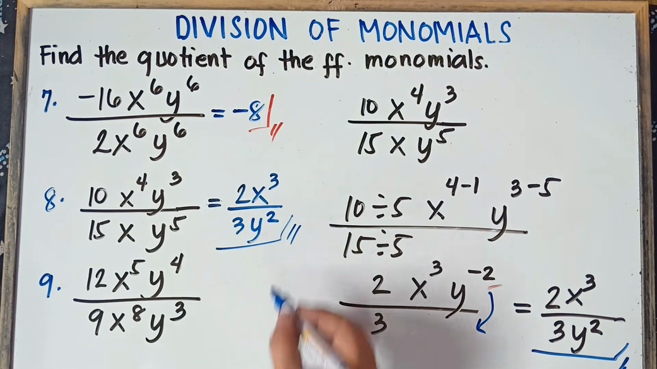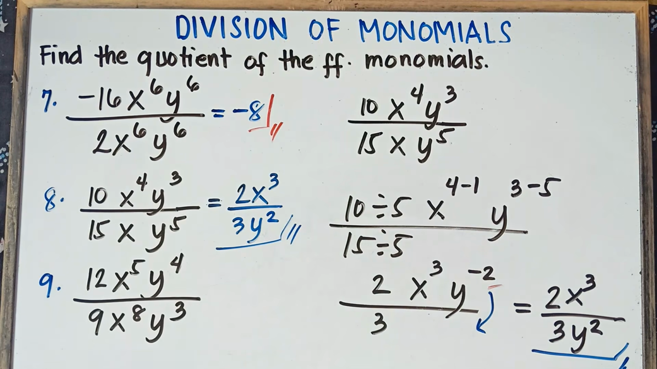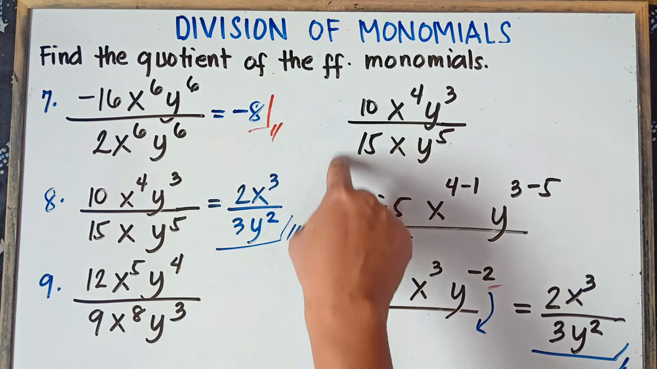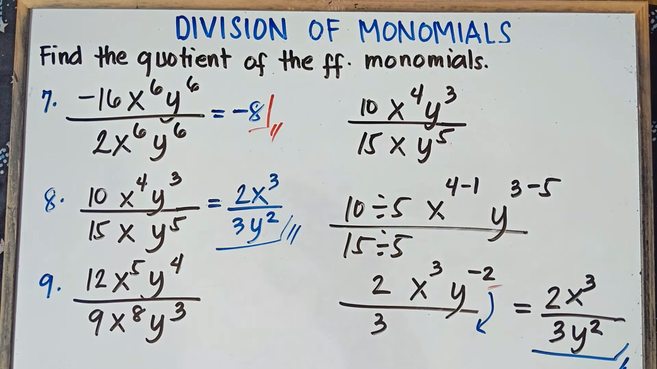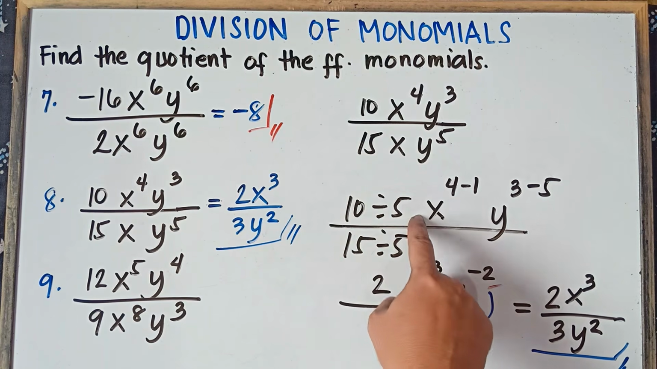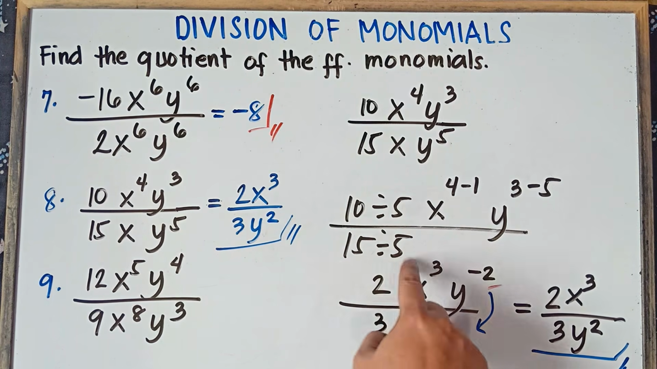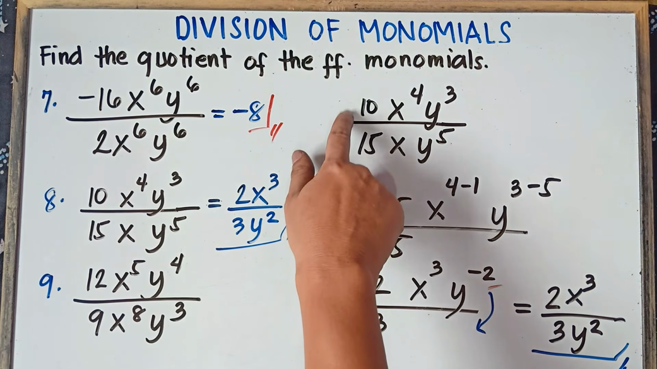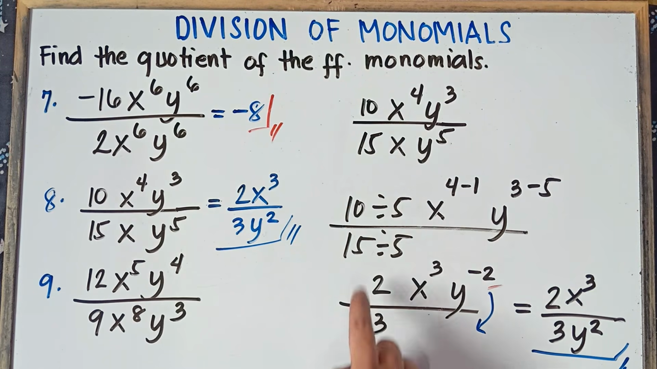Once again, class, I hope it's clear for you with regards to example number 8. You cannot divide 10 by 15 because you will get a decimal answer. You need to find the greatest common factor, and the greatest common factor of 10 and 15 would be 5, because we can divide 10 by 5 and we can divide 15 by 5. Just simply reduce 10 over 15, that will be 2 over 3.